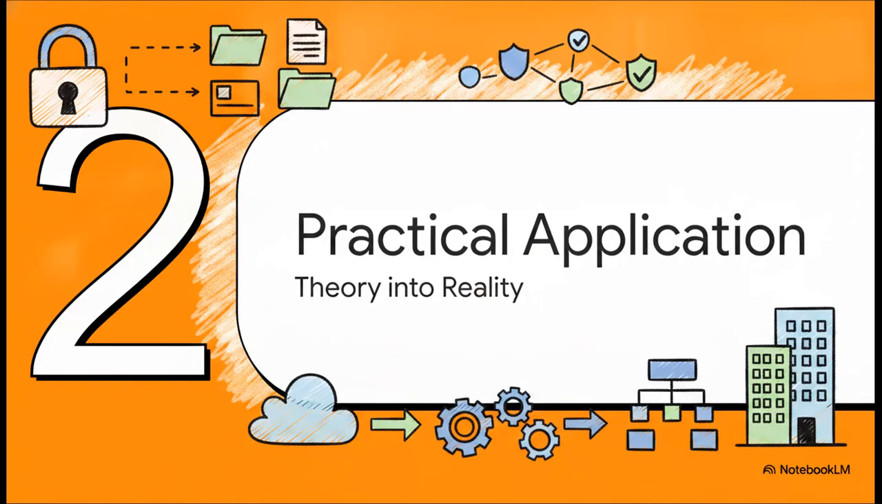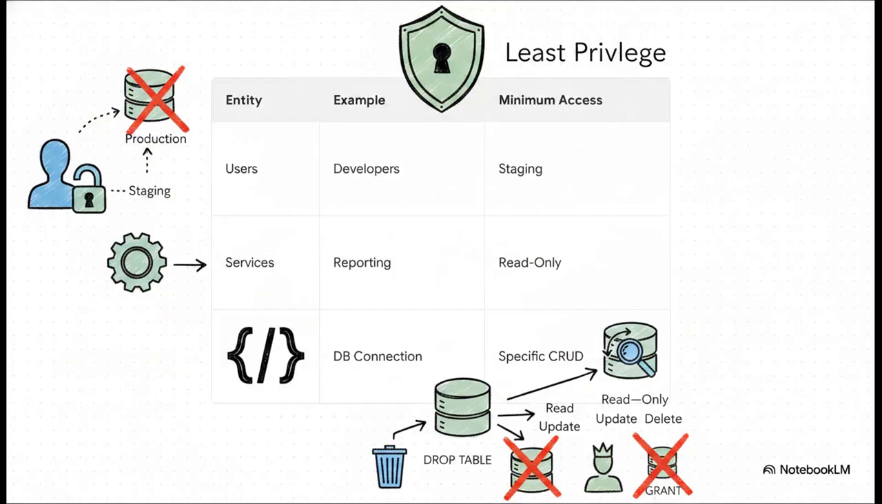Moving on to Section 2, applying least privilege practically. Let's ground this theory in some day-to-day reality. Let's look at what least privilege actually looks like out in the wild. Take human users, for example. A brand new day one developer doesn't need direct access to your production database. Their absolute minimum required access is just the staging environment. Simple.